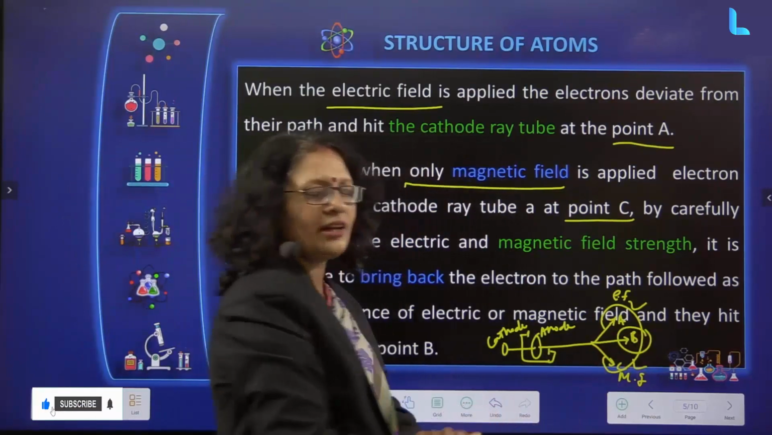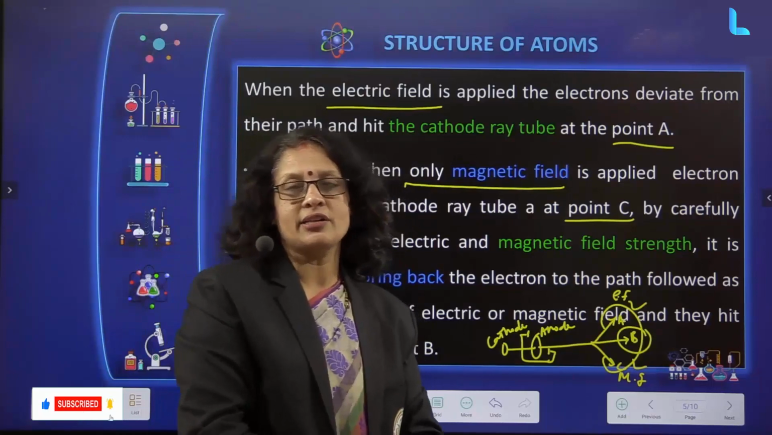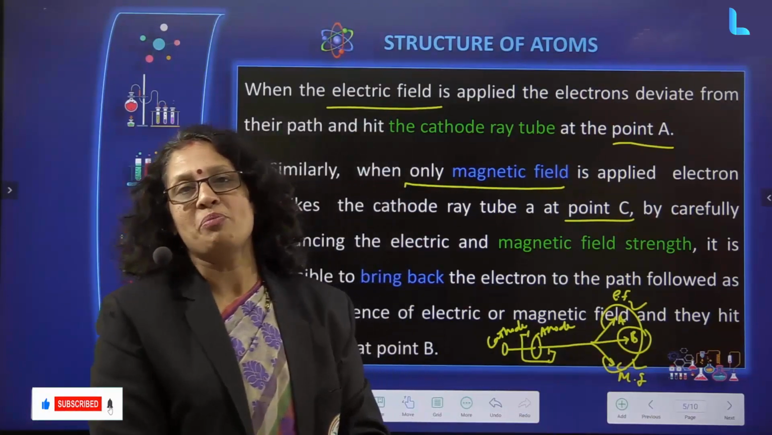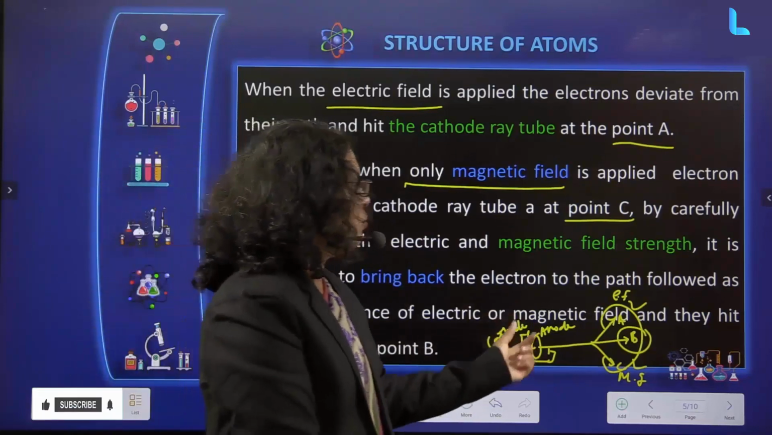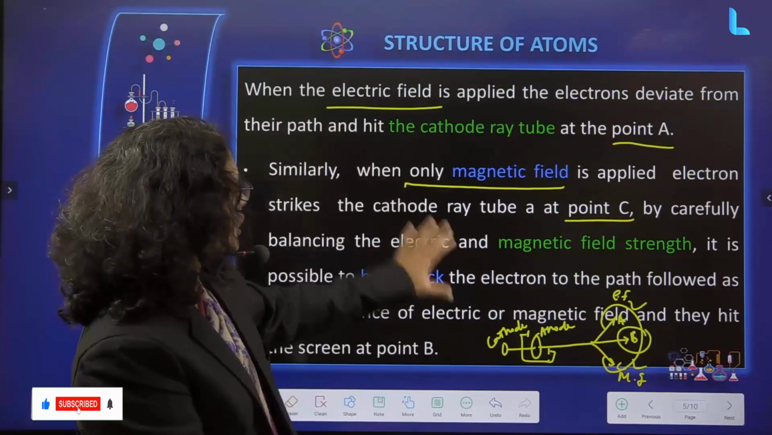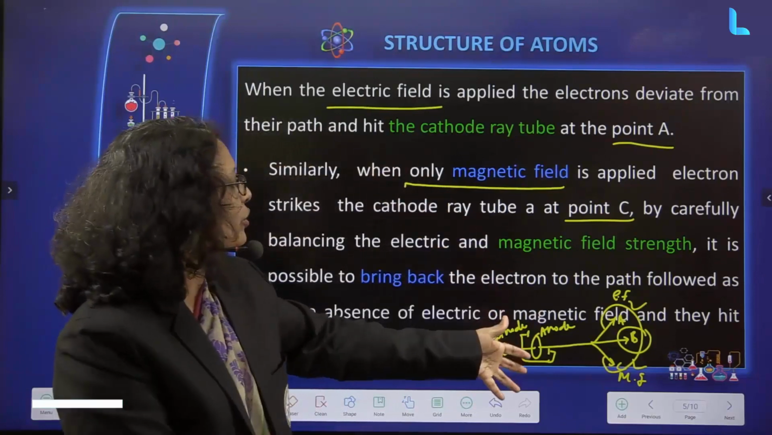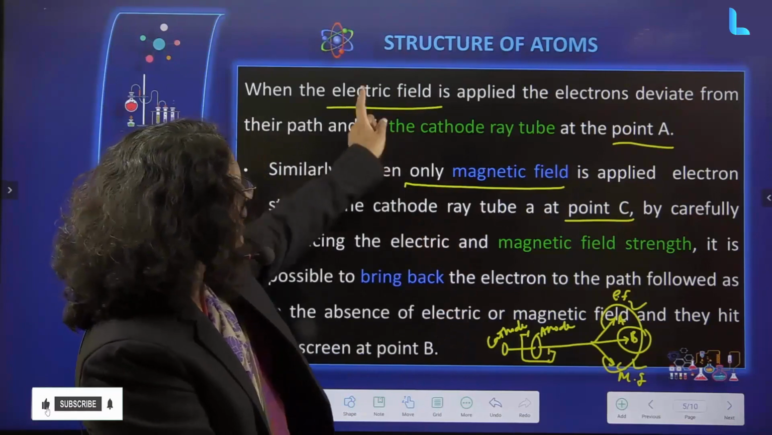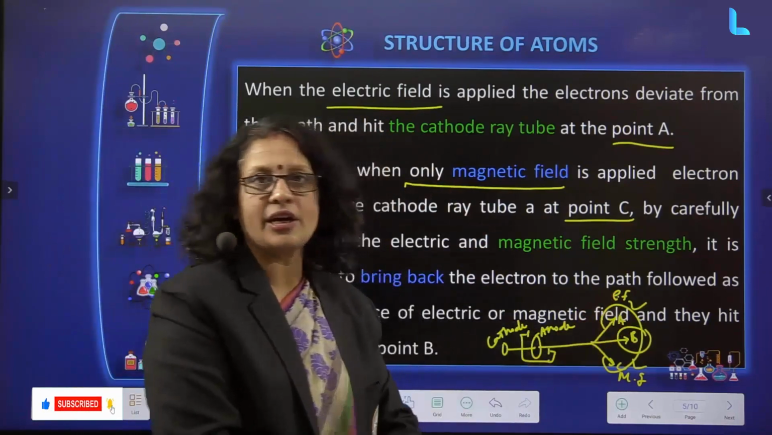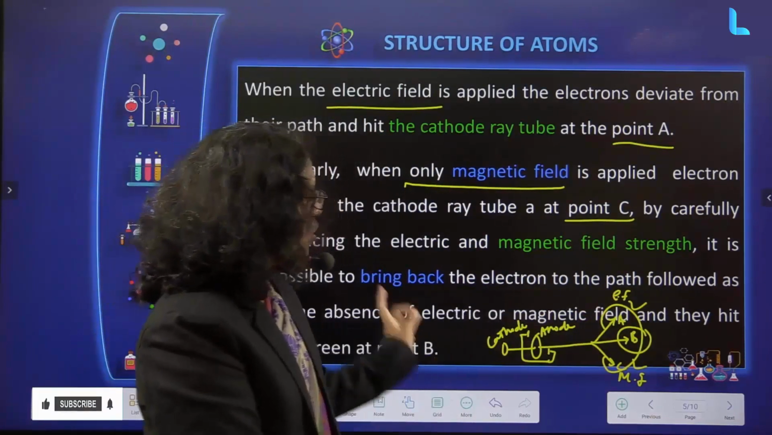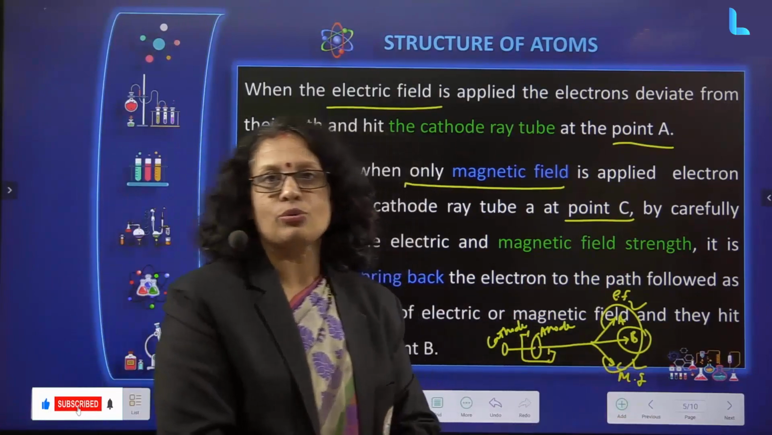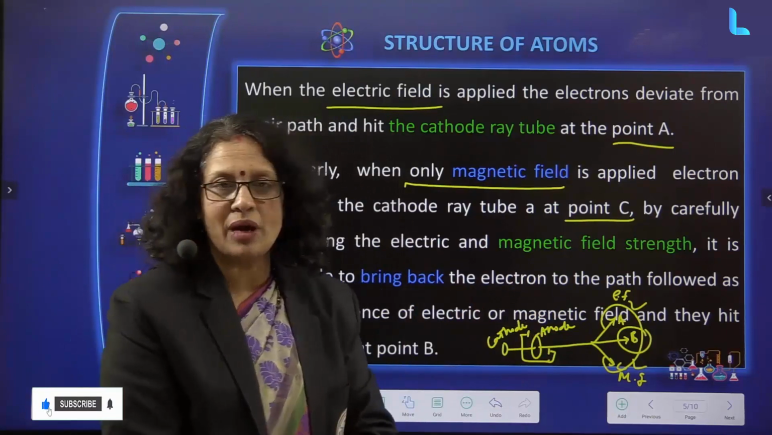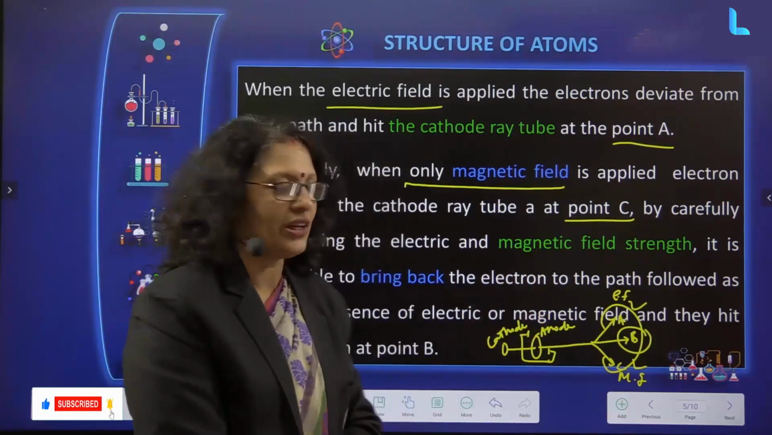When both the fields are balanced, they counteract, and as in the absence of electric and magnetic fields, they are hitting the point B. Okay, so is it clear now what we have observed here? This particular experiment we are seeing in the cathode ray tube only, the glass cylindrical tube. In that, when only electric field is applied, electrons are getting deflected to the point A; with only magnetic field, electrons are going towards point C. When both the fields are absent or counterbalance, point B will be taken into account.